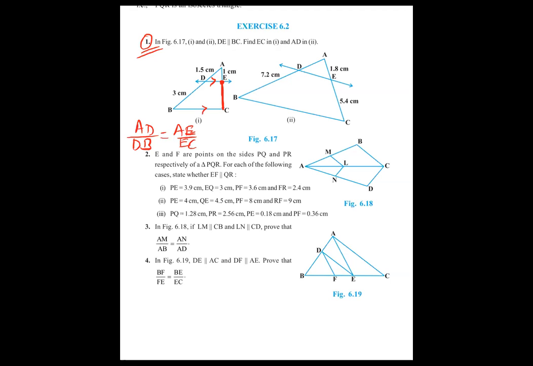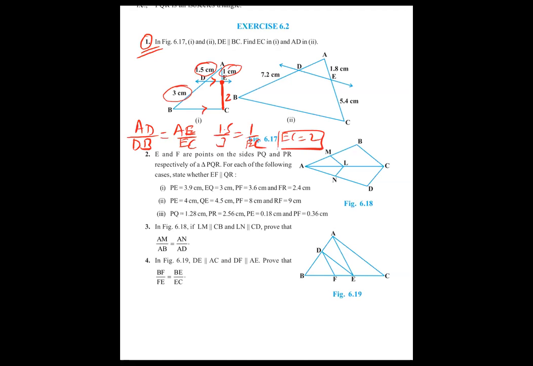People are telling 2 centimeter. 2 only. Obviously, by looking you can tell. This is 1.5, this is 3, means double. If this is 1, this should be 2. An easy way, double. So the answer will be 2. 1.5 by 3 is 1 upon EC, so EC will be 2.